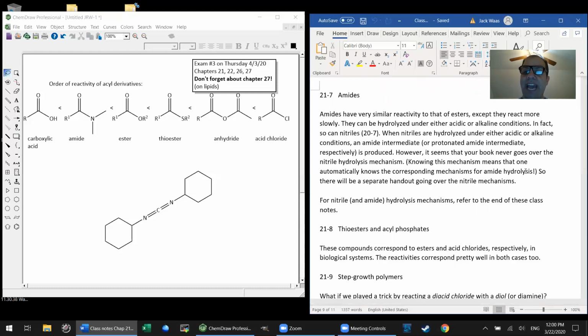Let's save amides and nitriles for another lecture. Probably will be a fairly brief one, but there's nothing wrong with that.